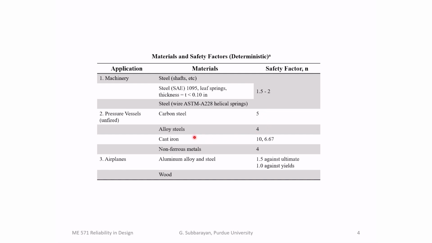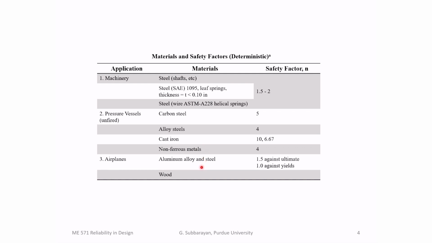And if the same pressure vessel were to be made with cast iron, we would use even higher safety factor. And the reason for that is because we have less confidence in our understanding of strength of cast iron. There's more variability. And therefore, we would use a much higher safety factor. If it is alloy steels, we might use a slightly lower safety factor because we have greater confidence in the strength of alloy steel, and similarly non-ferrous materials.